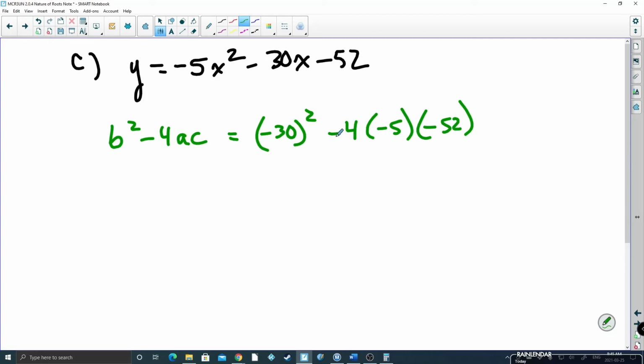Now, in this case, we have 3 things multiplying. All 3 of them are negative. So that means you're going to get a negative times a negative, which is a positive, times a negative, which is a negative. So you're going to be subtracting something from something else. And every time that happens, there is the possibility of getting either 0 as your answer or a negative root. So I'm just going to calculate this off screen here. So 30 squared minus 4 times negative 5 times negative 52. And this ends up giving negative 140.